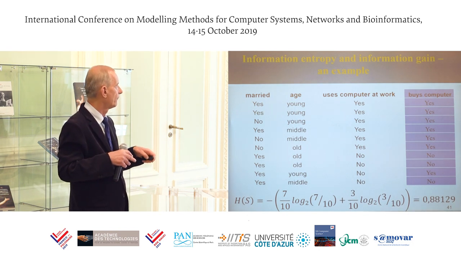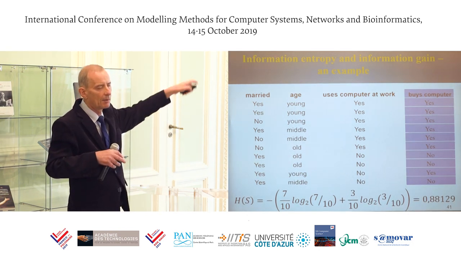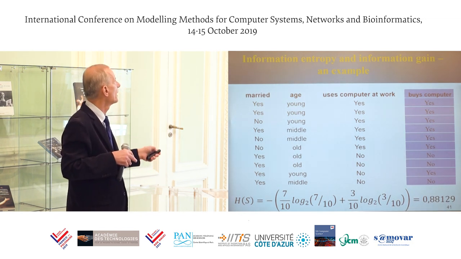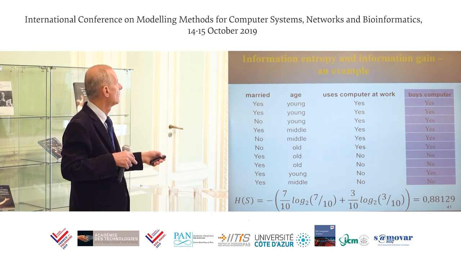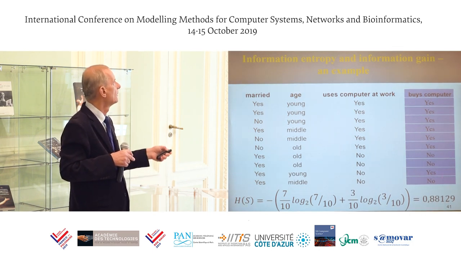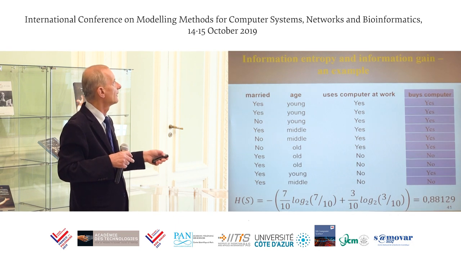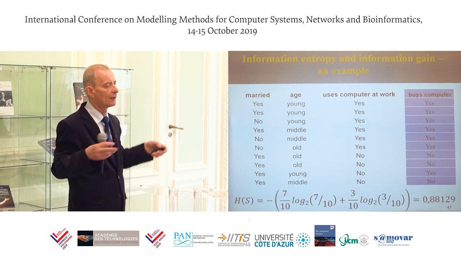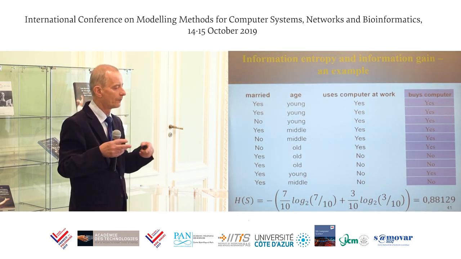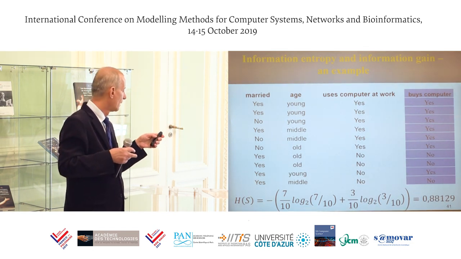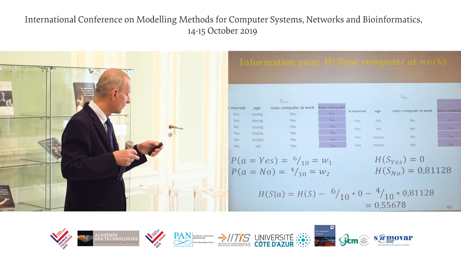Usually, for students, I explain this problem on a very simple example. We have three attributes: whether a person is married or not, age, and uses a computer at work. So the first three are conditional attributes, and this is the decision attribute. We consider this as some notes of a seller in a computer shop, and the problem is to design a decision tree.